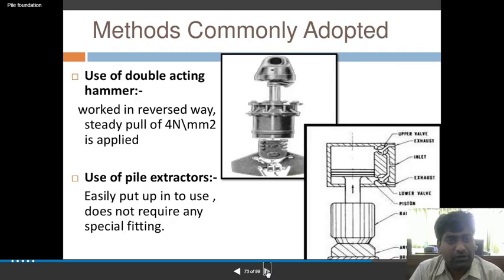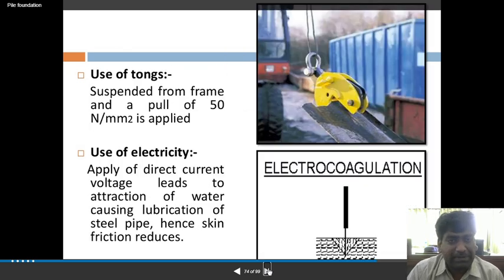Methods commonly adopted: use of double acting hammer worked in a reverse way, a steady pull of 4 Newton per mm square is applied. Use of the pile extractor, easily put into use, does not require any special fittings. Use of tongs suspended from the frame and a pull of 50 Newton per mm square is applied. Use of electricity: application of direct current voltage leads to attraction of the water, causing lubrication of the steel piles, and hence skin friction reduces.